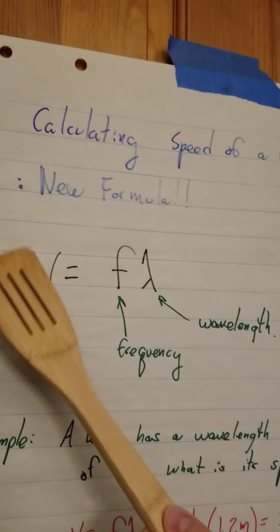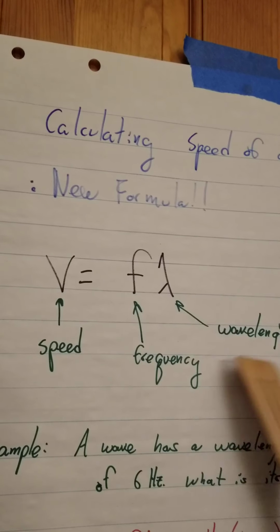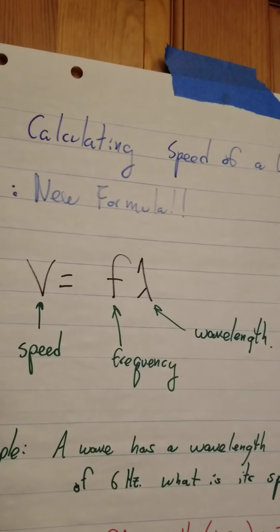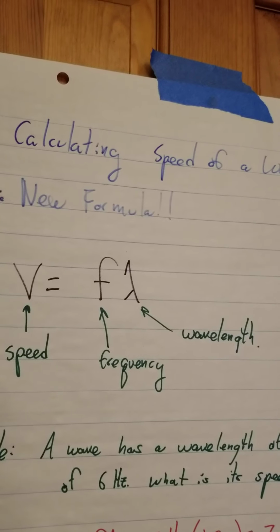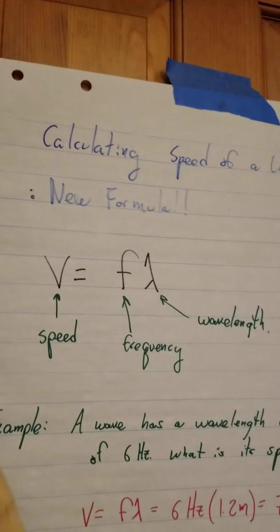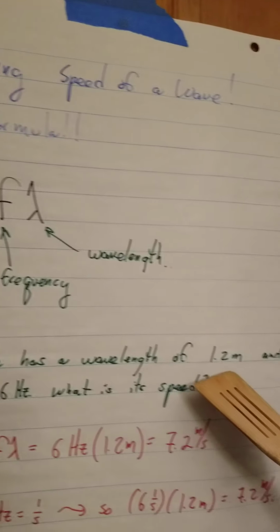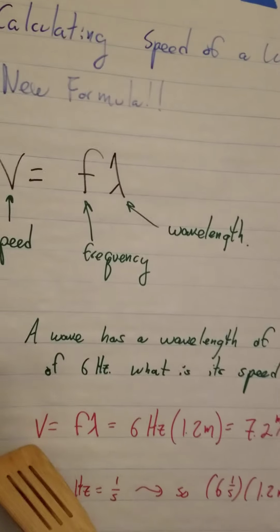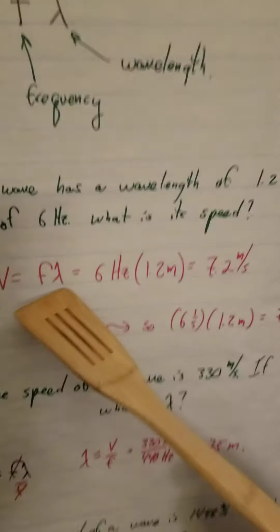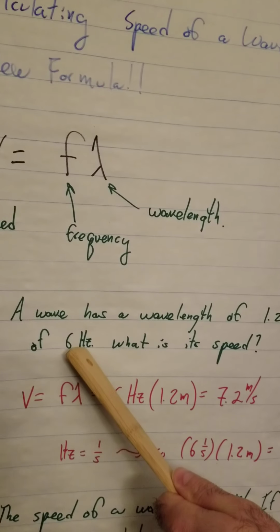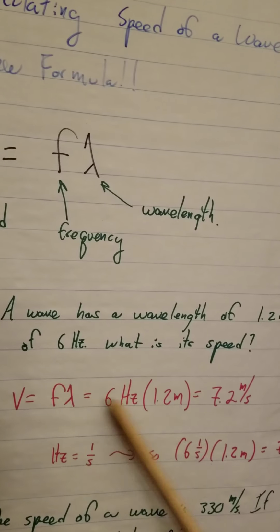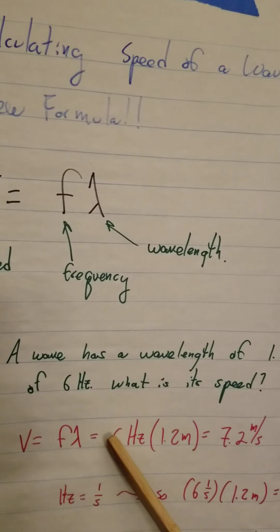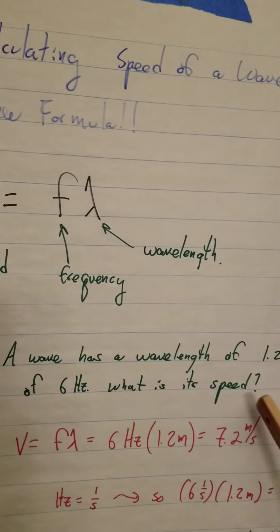So once again, V is speed, F is frequency, wavelength is lambda. Speed is measured in meters per second, frequency is measured in hertz, wavelength is measured in meters. So now we have a couple of examples. Example: a wave has a wavelength of 1.2 meters and a frequency of 6 hertz. What's its speed? V is equal to F lambda. F is 6 because it says hertz. Lambda is meters, so that's 1.2 meters. So 6 times 1.2 is 7.2 meters per second.